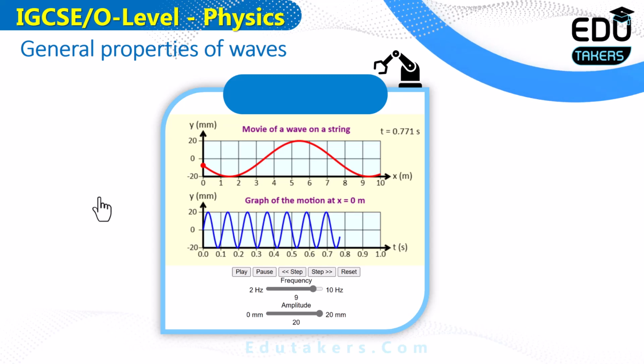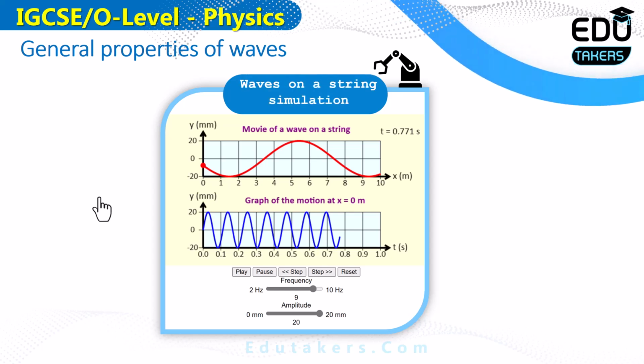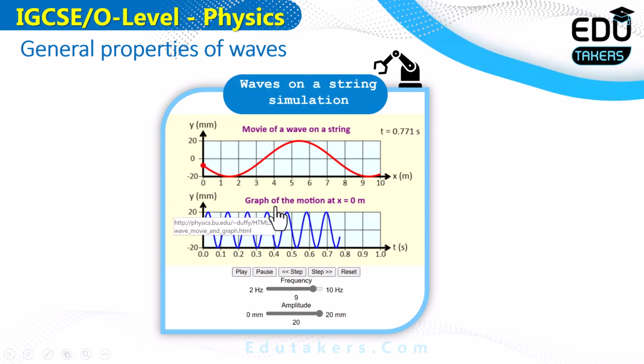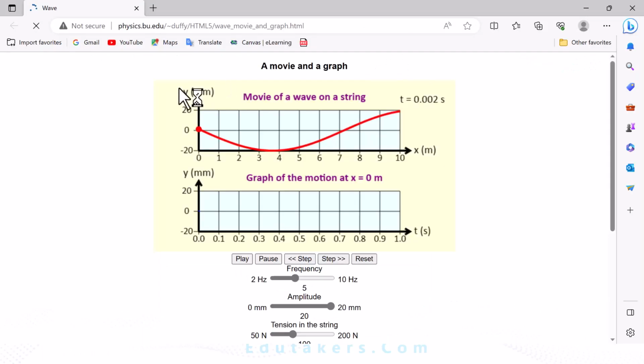It's a simulation related to the waves produced in a string. Let's open this. You can see here is a string and the waves are produced in the string. Below here is a graph of the motion at x equals 0 meter. It means how the waves are produced in the string and how they travel. Their displacement is shown here.